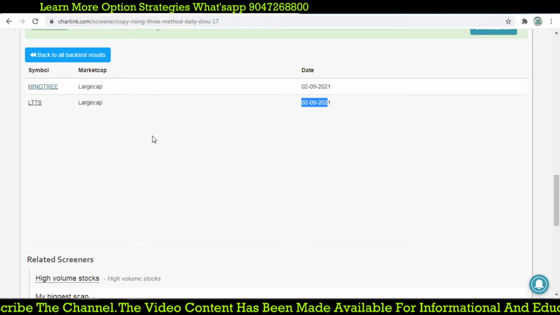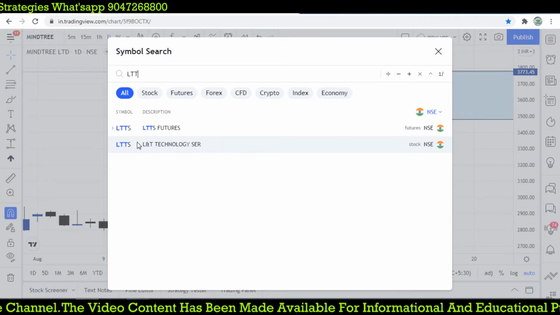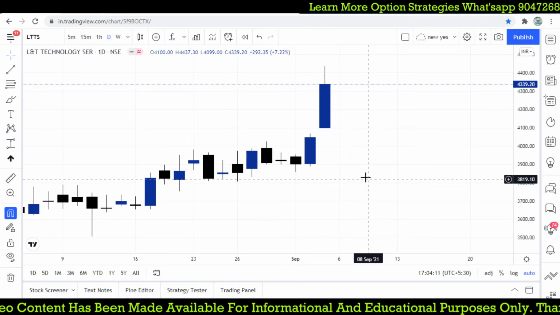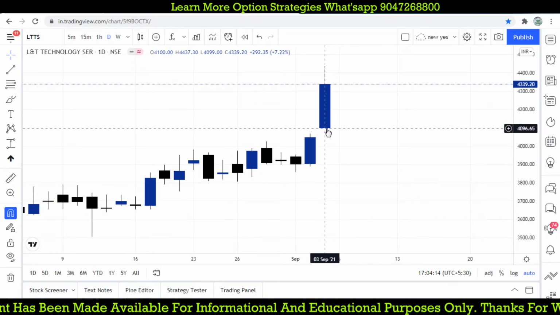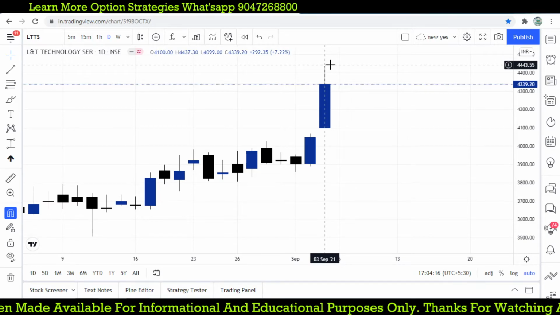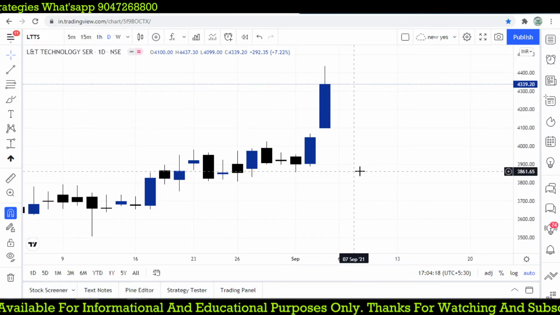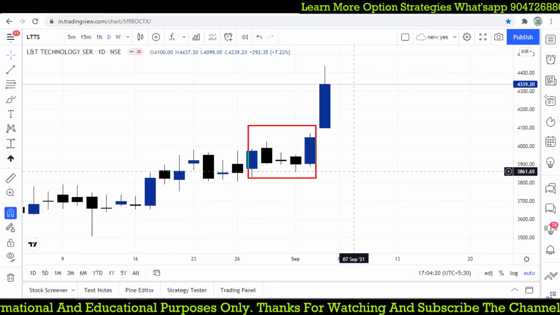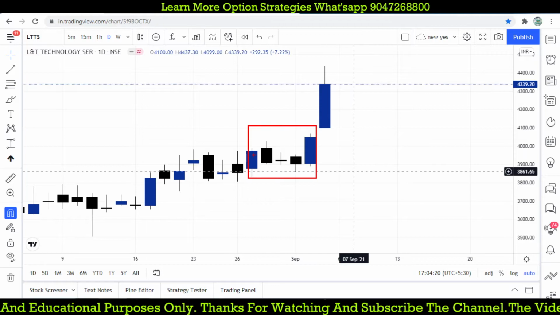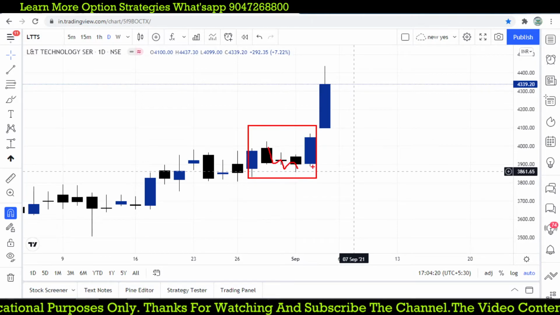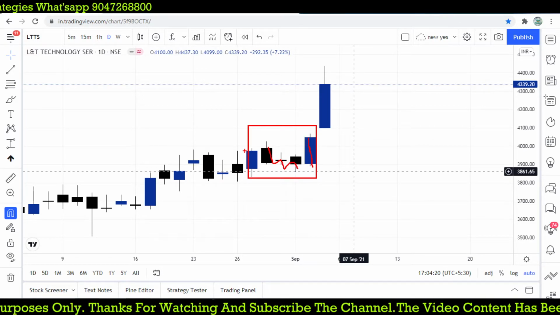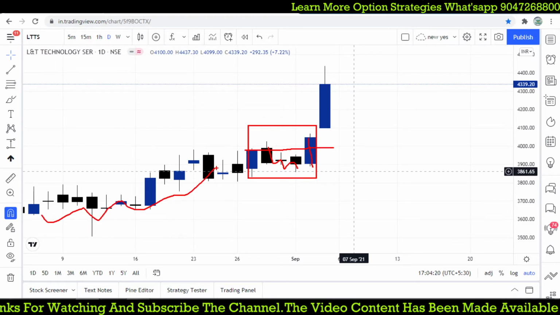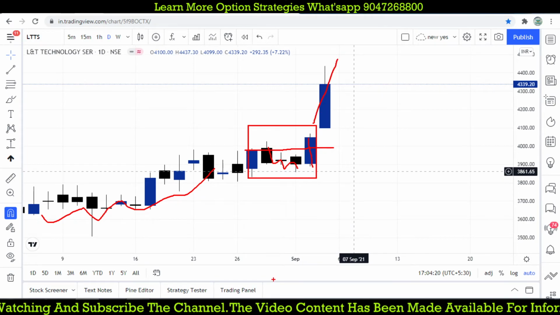So let's check LTTS. I think yesterday LTTS opened gap higher and moved big, from 4096 towards 4400, somewhere around 400 points yesterday. The same candlestick pattern forms here, somewhere here. First candle is green, then three black candles, and then a big green candle which closes above that level. So that is the pattern, and the previous trend is an uptrend and now again it moves up.